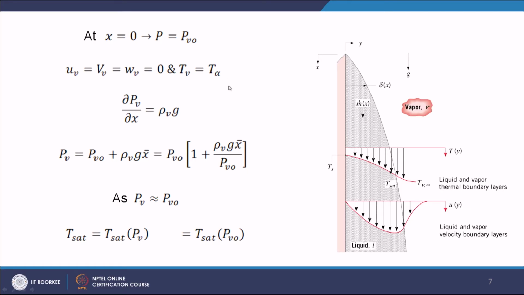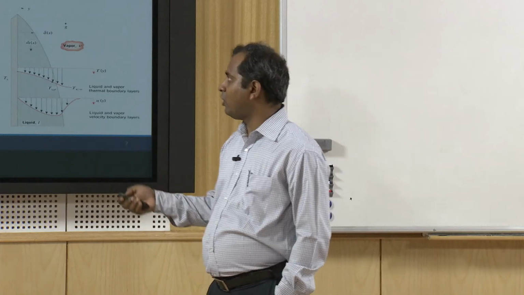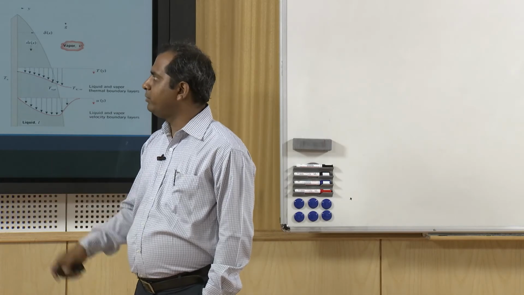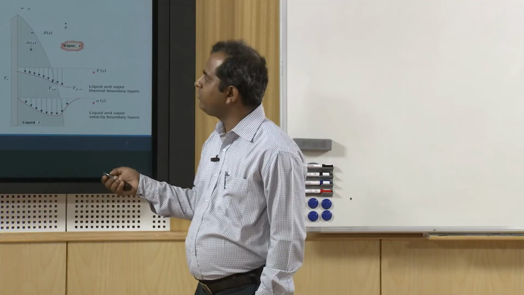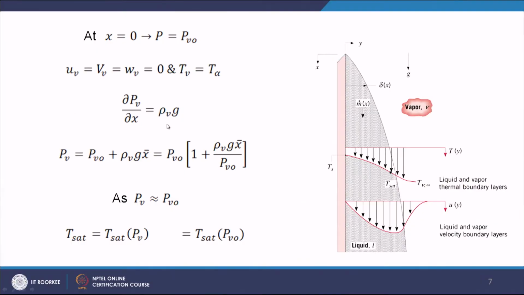If you try to write down the momentum equation for the vapor now, as all the velocities equal 0, only the pressure term and the buoyancy term remain. So, we can write del PV del x equals rho v into g. Once we integrate this, we find that PV equals PV naught plus rho v into gx.